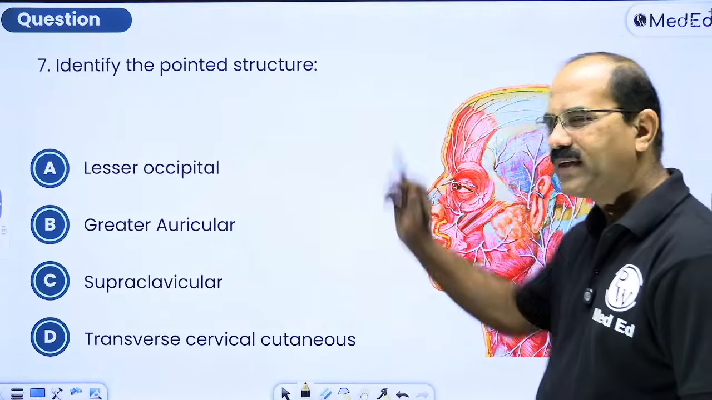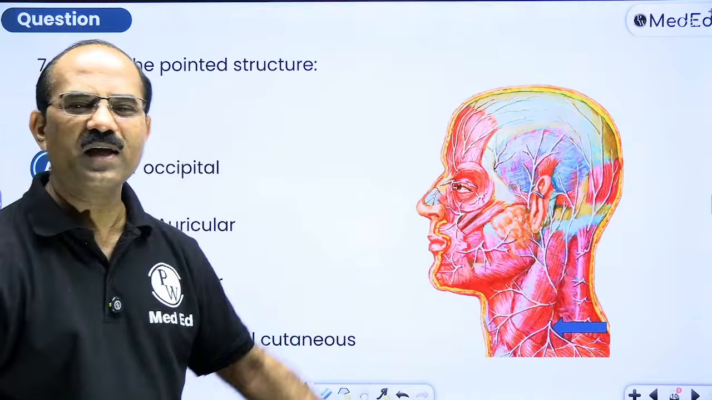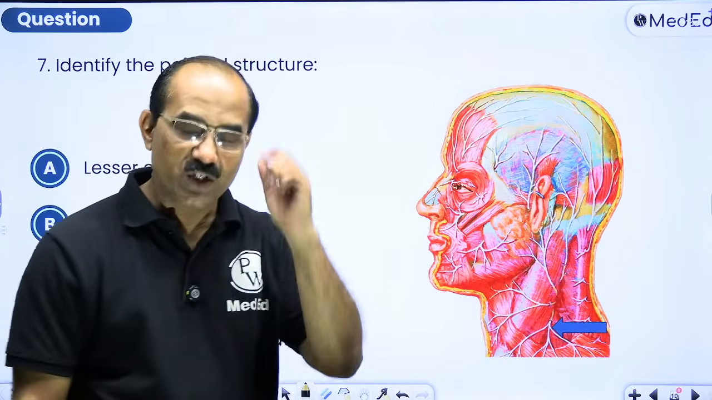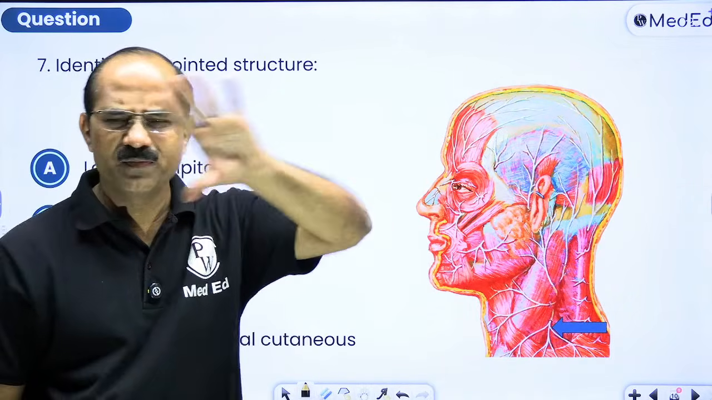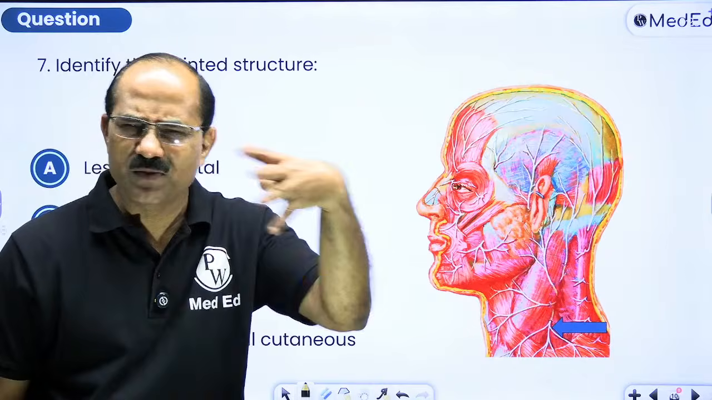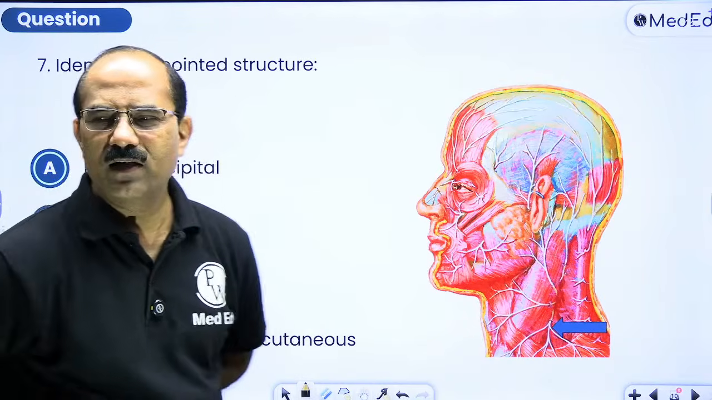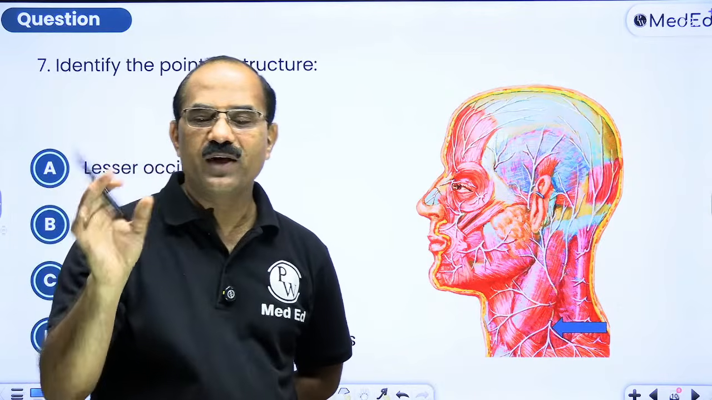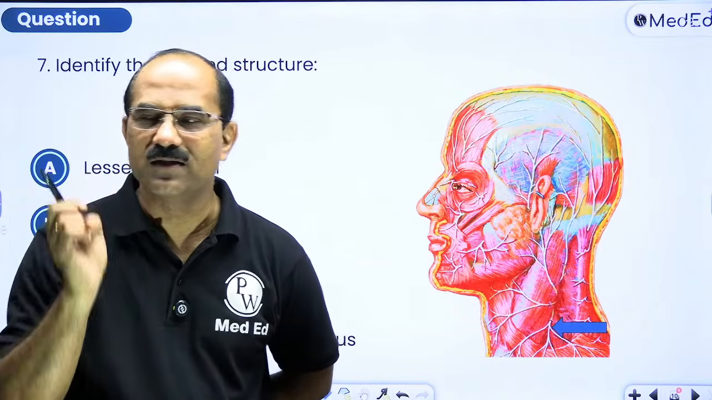Identify the pointed structure. Come on, children, can you identify? Identifying the pointed structure is a very important slide. This is a very important visual slide for you. And when a visual slide comes, I'll tell you, we'll try to see as many things as possible. Okay? Come on, answer this. What is this nerve? This is the posterior triangle of the neck. In this posterior triangle of the neck, there is a plexus called the cervical plexus.